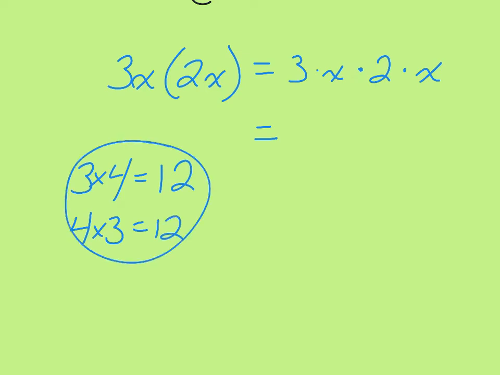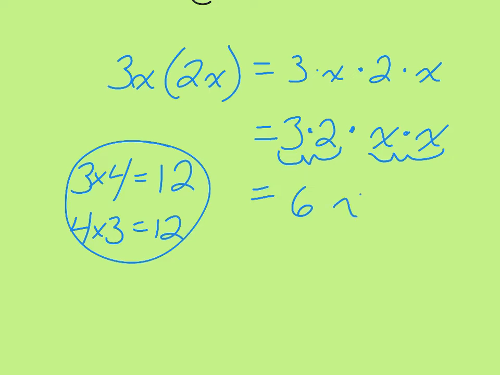So we can switch this order around, and we're going to switch it around by putting all the numbers together and all the variables together. Now this goes 3 times 2. That is 6. x times x. Now we got to be careful here and remember our rules, but x times x is x squared. So 3x times 2x is 6x squared.